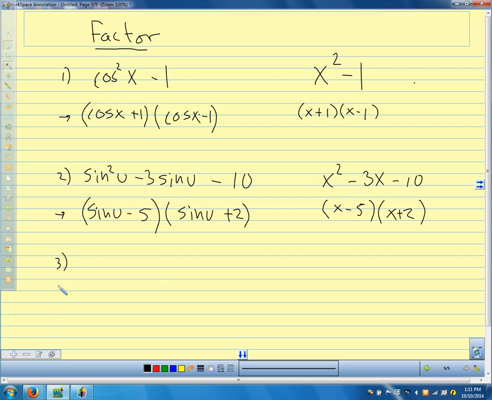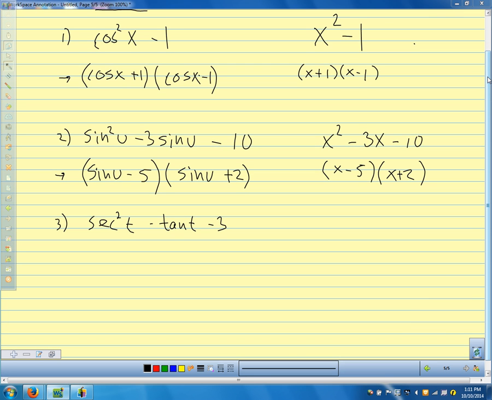All right, let's do one that's a little more complicated. Secant squared t minus tangent t minus 3. All right, what keeps us from factoring this one right away? Our trig functions are different, right? We have a secant squared and a tangent, so we don't have the same trig function. Do we have something that we could relate a secant and a tangent together somehow? Some kind of identity?